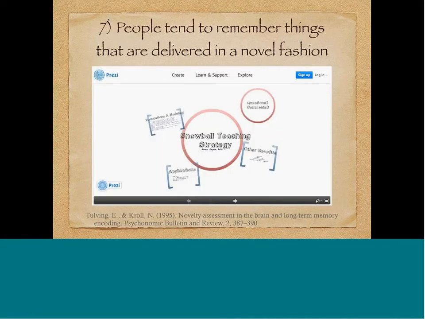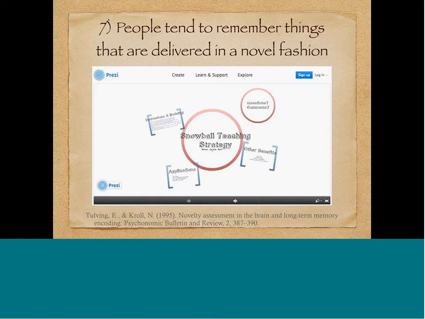Yeah. People tend to remember things that are delivered in a novel fashion. By novel, I mean unique, something that's done differently that hasn't happened in class before. So it's the novelty effect: if something is delivered uniquely, you're more likely to remember it.